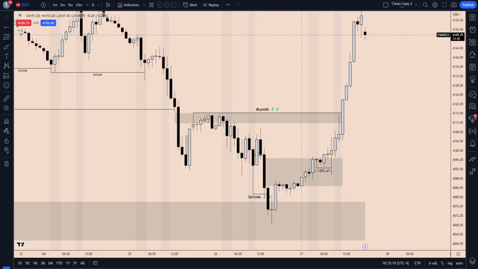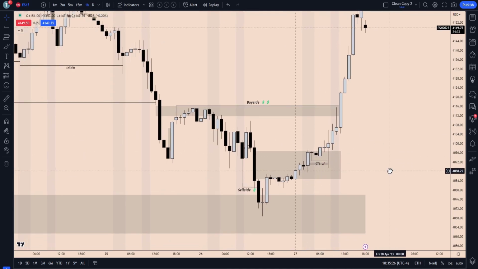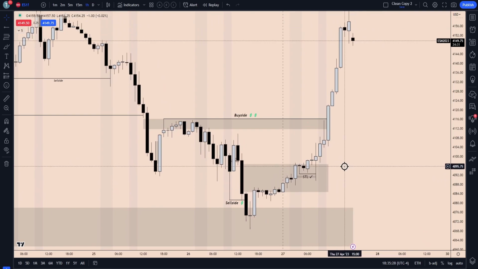Hey, afternoon, everyone. Getting in our recap of today's price action here in ES. As usual, just checking that hourly chart before we really get into it.